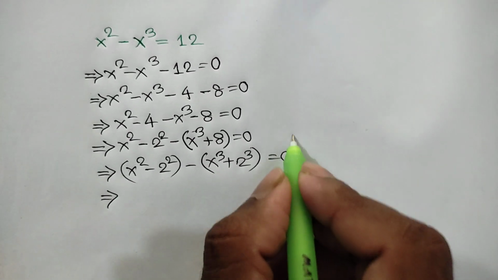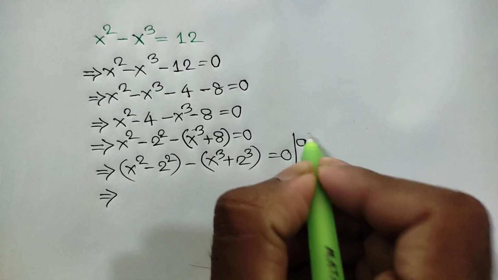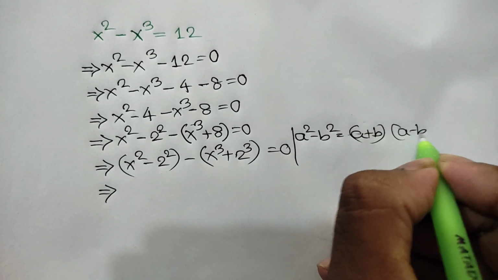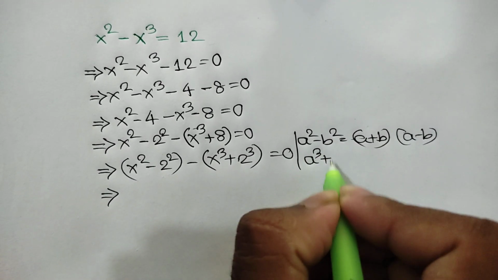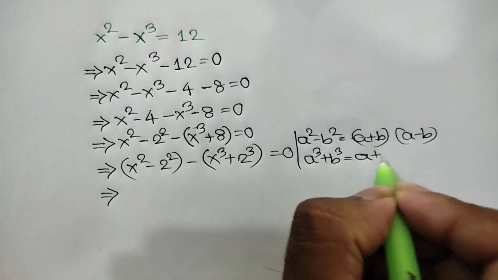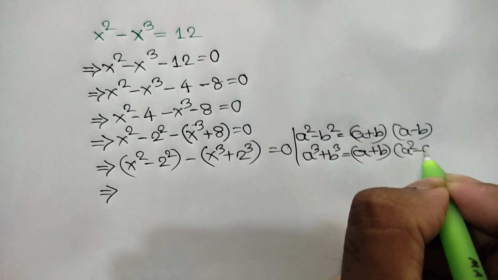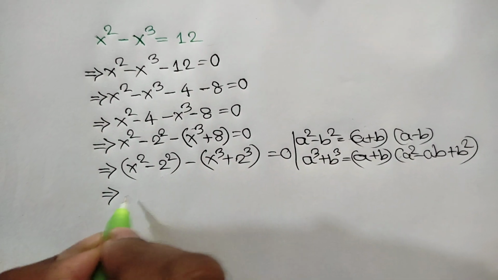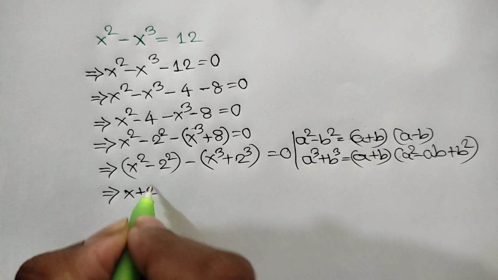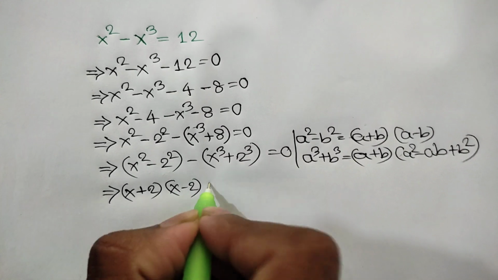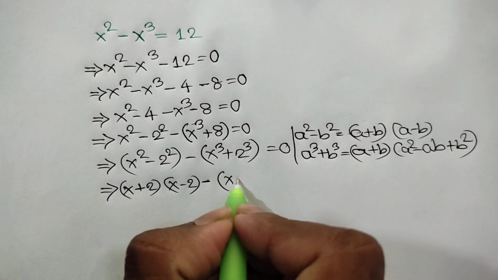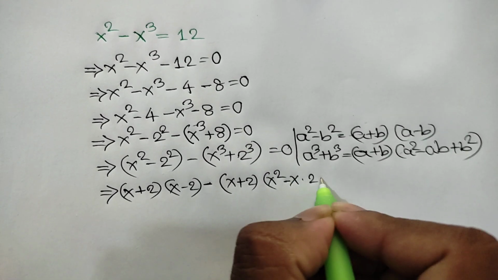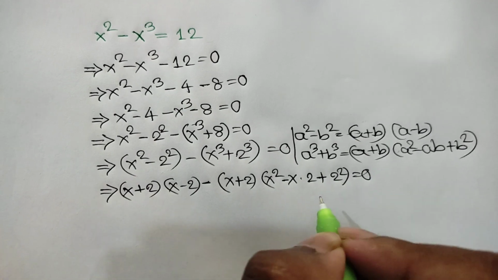Or here we can use this rule, a square minus b square is equal to a plus b times a minus b, and a cube plus b cube is equal to a plus b times a square minus ab plus b square. Use these two rules. Here we can write x plus 2 times x minus 2 minus x plus 2 times x square minus x times 2 plus 2 square is equal to 0.